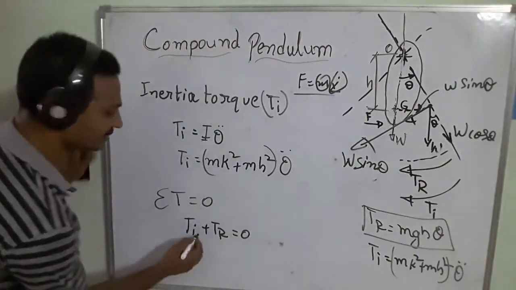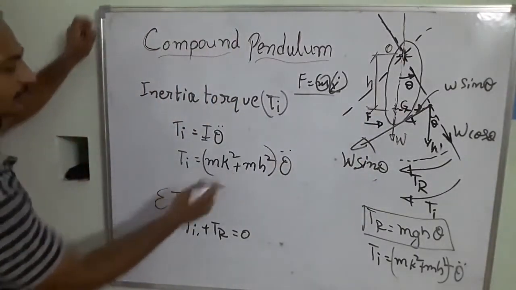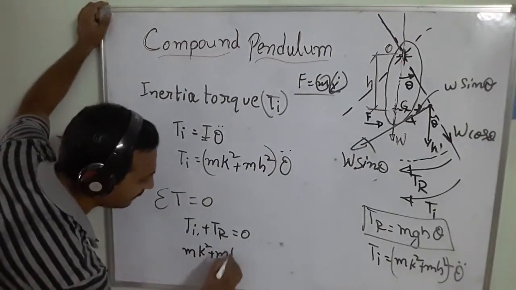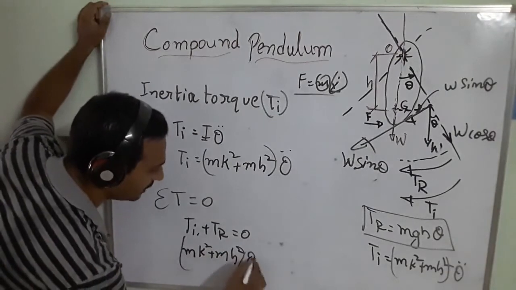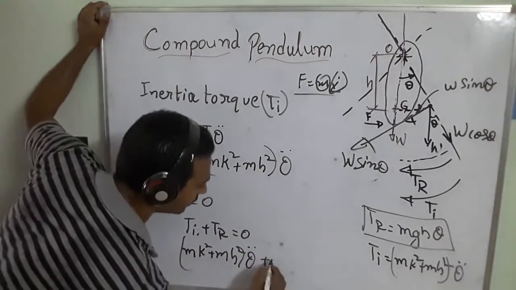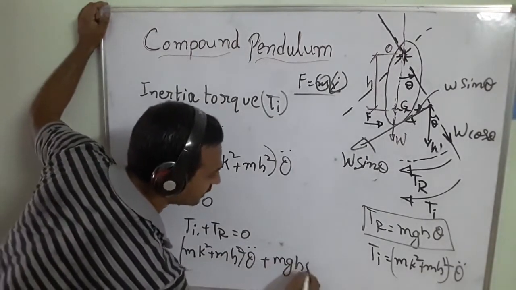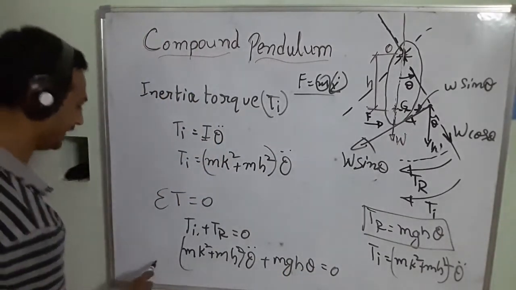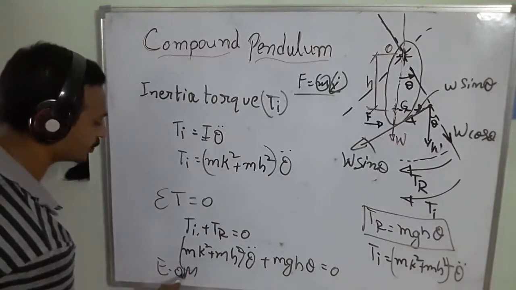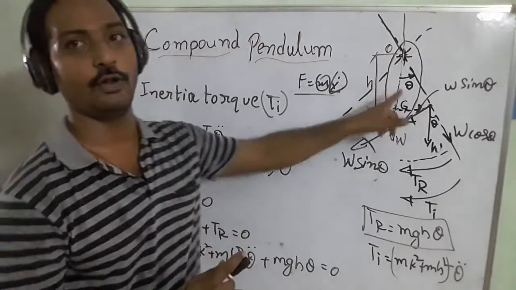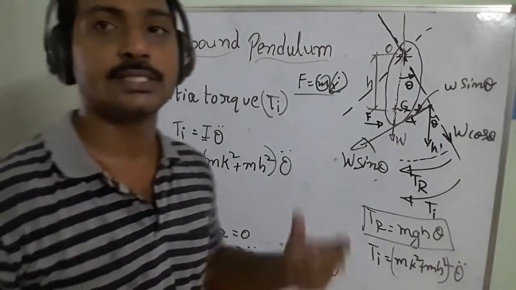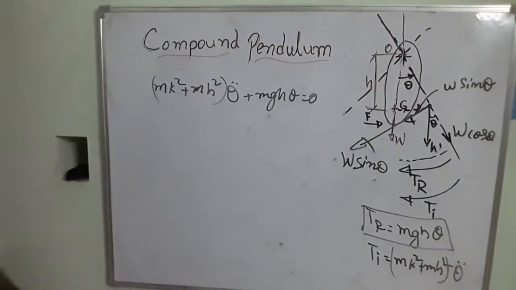So then what is the formula for the Ti? The Ti is equal to mk square plus mh square, into the acceleration. Tr is equal to mgh theta, that's equal to 0. So from this one, this is going to be the equation of motion for this compound pendulum. Now we are going to simplify this equation so that we can calculate the circular frequency. So this is the equation of motion.